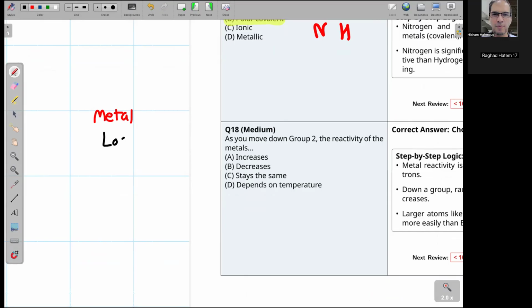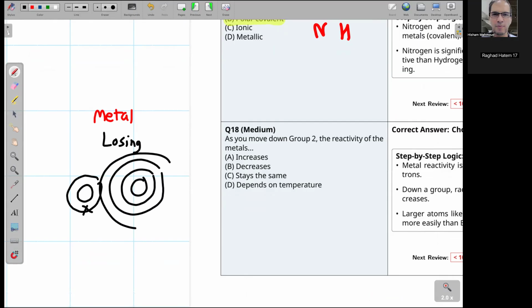Which is easier to lose: an electron closer to the nucleus, or an electron farther away from the nucleus? Farther away from the nucleus. And where do you become farther away from the nucleus, down the group or up? Down. As you go down, the electron becomes further, so you can easily lose the electron, and the reactivity is going to increase.